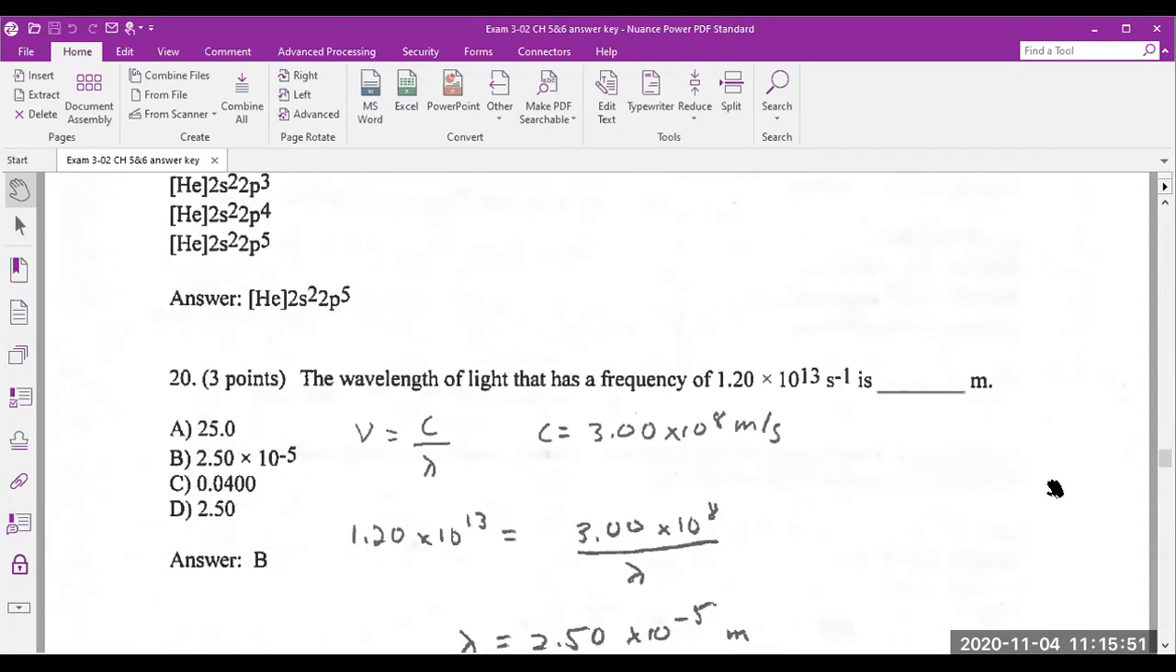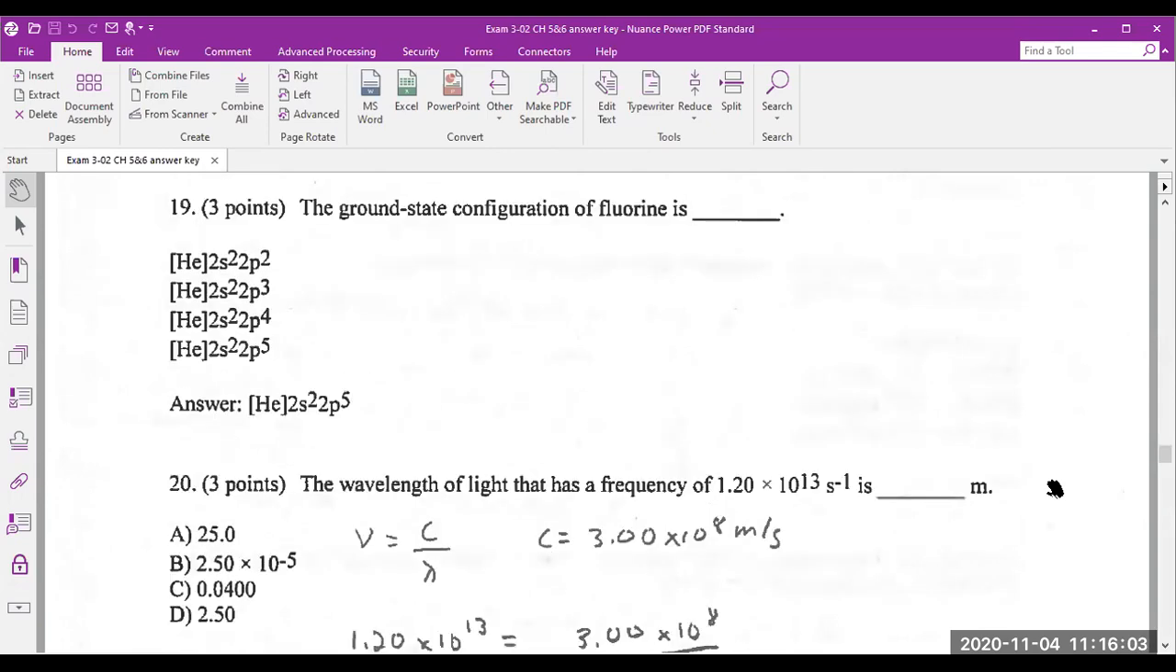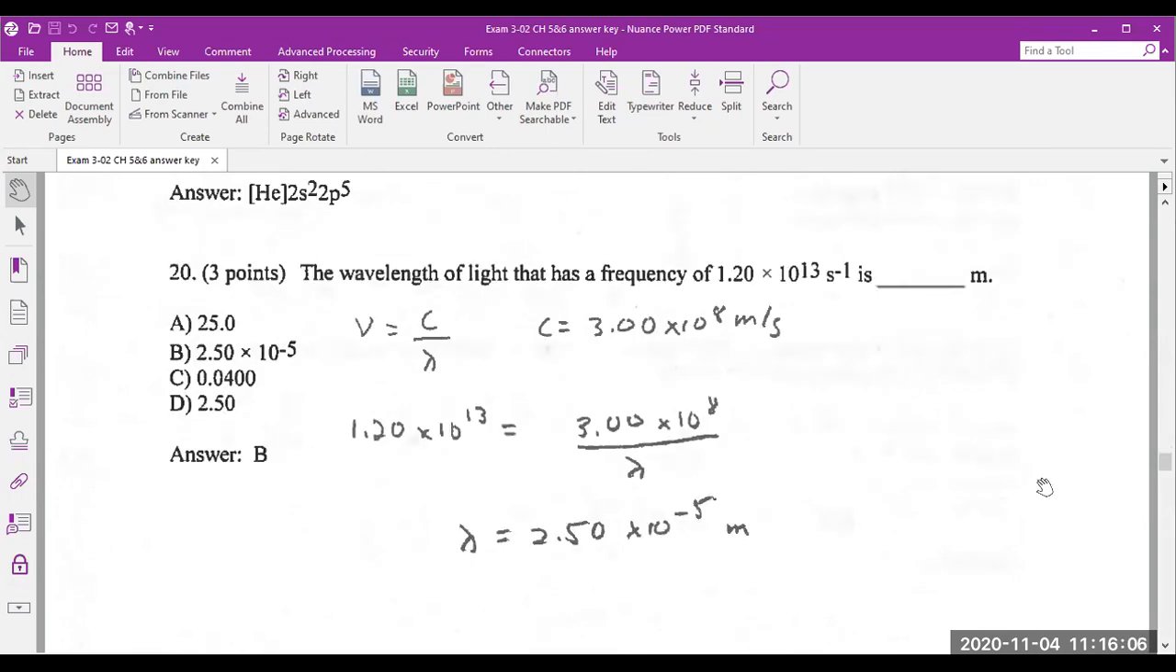20, the wavelength of light that has a frequency of 1.20 times 10 to the 13 seconds to the minus 1, and you want that expressed in meters. So you needed to remember that the formula is frequency equals speed of light divided by wavelength, and speed of light is 3 times 10 to the 8th meters per second. If you plug those numbers in for the frequency and the speed of light and then solve for wavelength, you get 2.50 times 10 to the minus 5 meters.